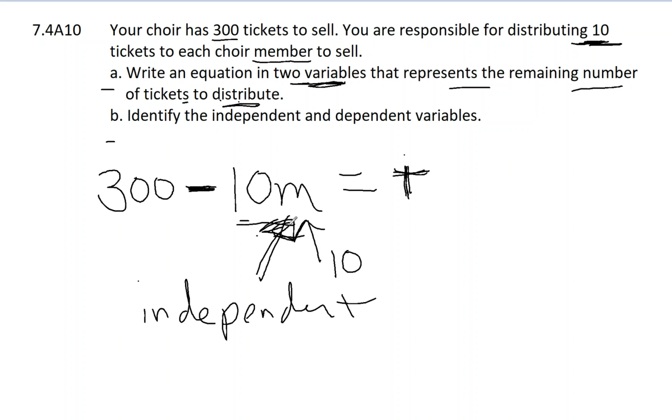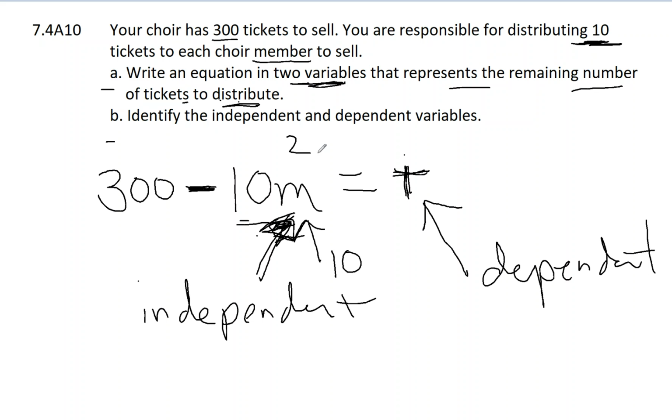This number, whatever this number is, is dependent on the other one. This is the dependent variable. Because, like I said, if we only had two members of the choir, it's going to be 2 times 10 is 20, 300 minus 20 is 280 tickets to sell. But if we have 10 members, it's going to change that value.